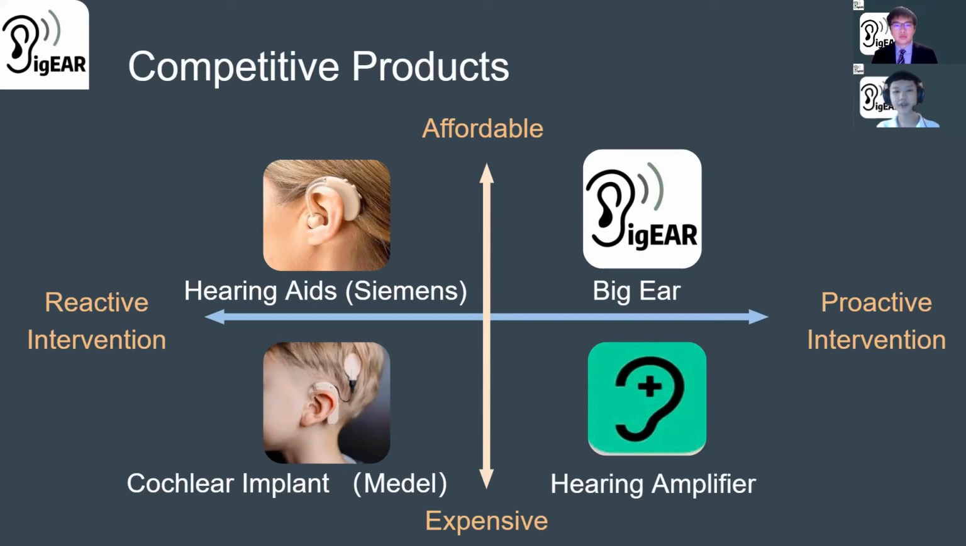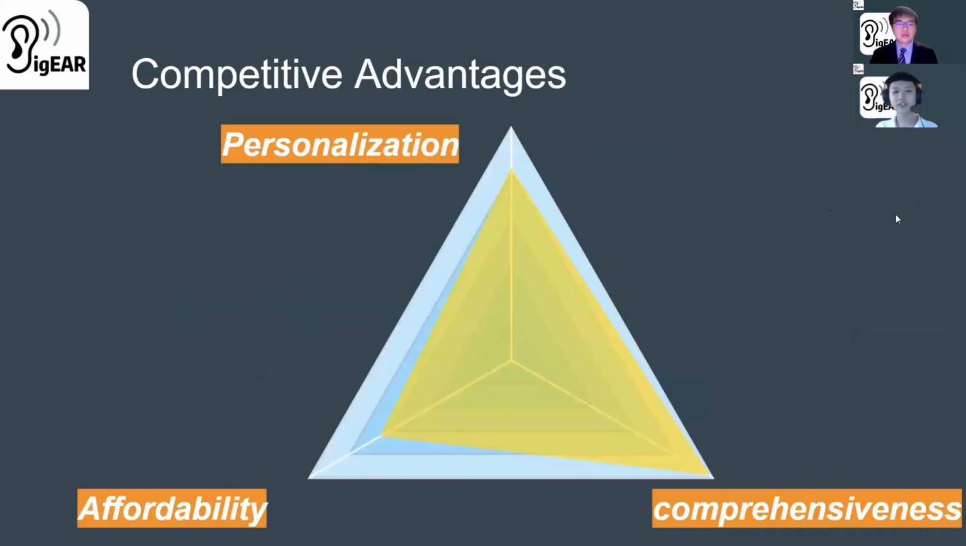Compared with all the phone apps on the market, BigEar's prices are more affordable. For example, Hearing Amplifier charges a monthly membership of $40, while BigEar only costs $6.99 per month. To sum up our competitive advantages, BigEar is highly personalized, very affordable, and has comprehensive functions.